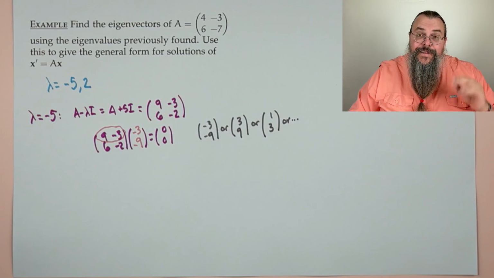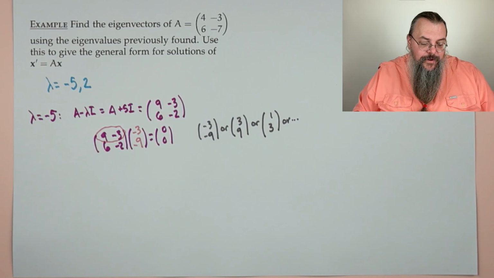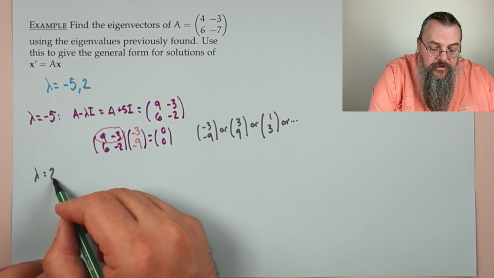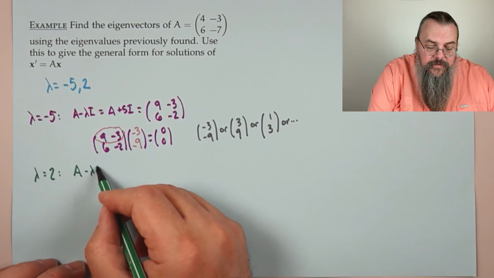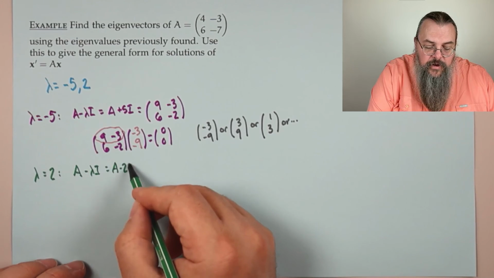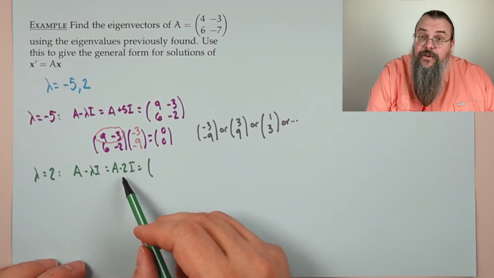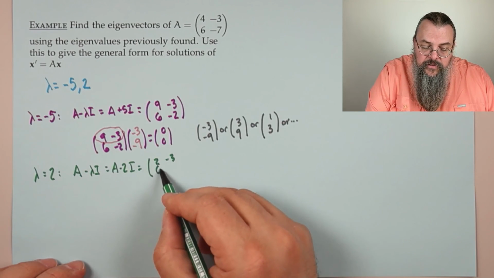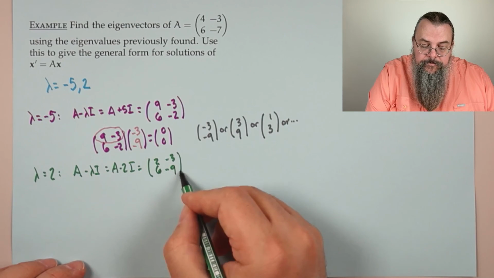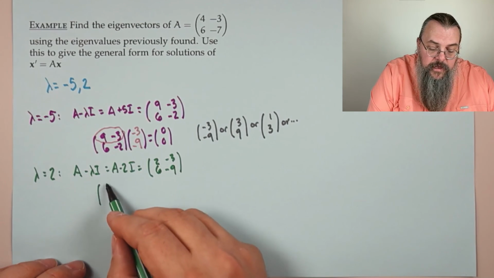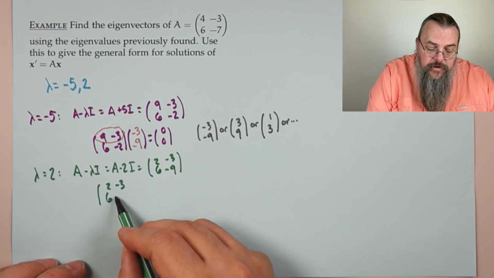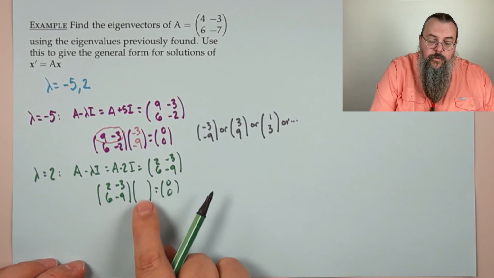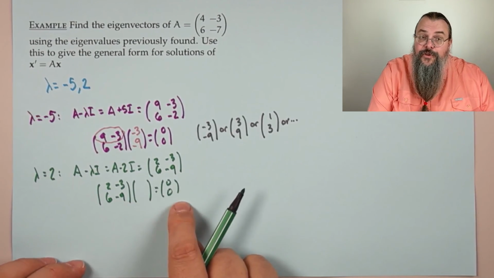Okay. Second eigenvector. So here we go. Now we'll do lambda equals plus 2. Okay, so we're looking at A minus lambda I. That's A minus 2I. So we're going to subtract 2 off the diagonal terms. So that's 2 minus 3, 6 minus 9. All right, so like before, we have our matrix here. We're looking for some vector. What vector can we put here so that this is true?